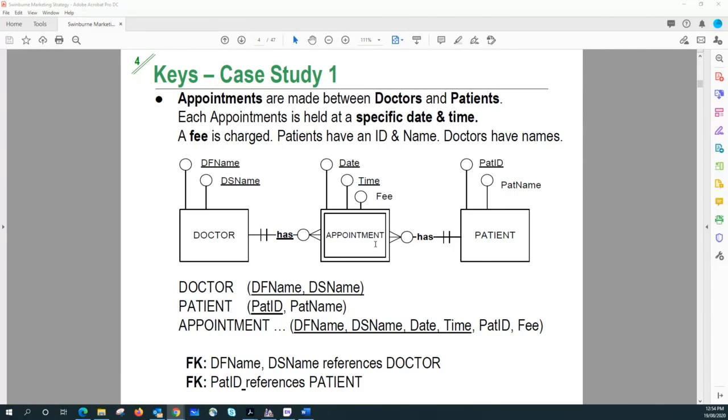And then the next step is we need to determine what the primary key of the appointment is. We know there is a date and the time. If you take the date and the time, it's kind of like a primary key. But again, we need to know who the doctor is at that particular date and time, because we need to make sure that doctors don't make two appointments at the same date and the same time, right?